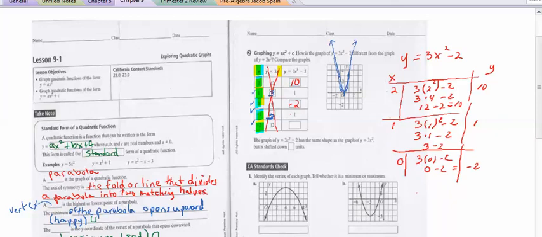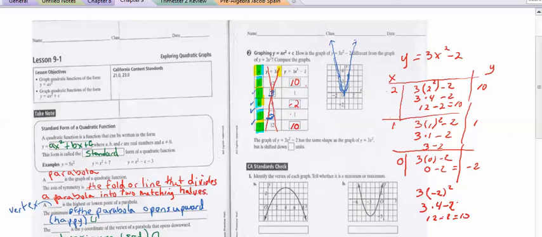Let's make sure. We've got 3 times -2 squared. -2 times -2 is +4. 12 minus 2 is 10, and we did get 10. So when you square something, you end up getting the positive. So 0 and -2, this is our first order pair.